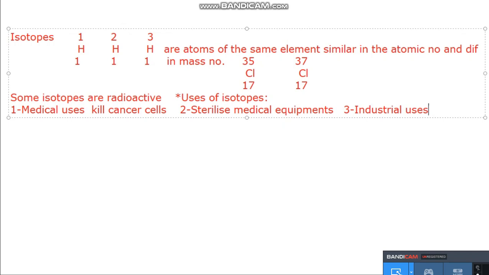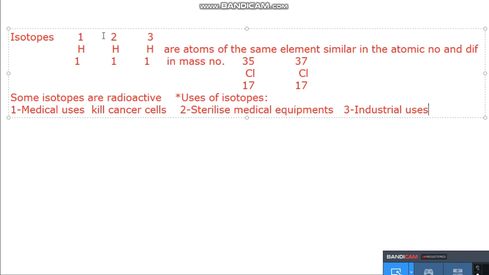Okay. So at first we studied isotopes. We said that isotopes are atoms of the same element. They are not different elements. They have the same atomic number but different mass numbers. The difference in the mass number is due to the difference in the number of neutrons.